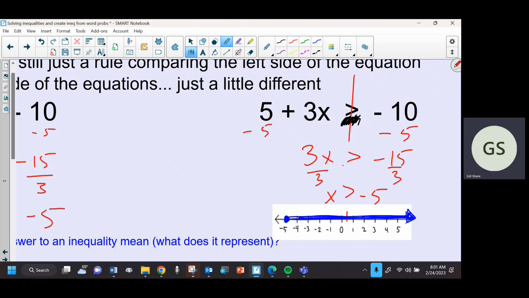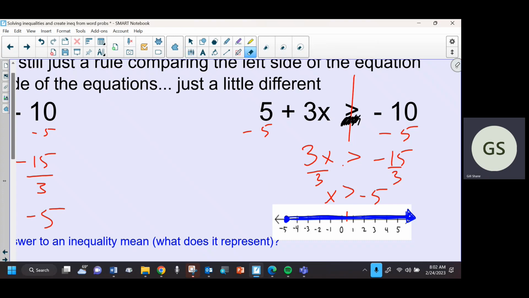Is negative 5 greater than negative 5? Always seems to be tricky. Is -5 greater than -5? Is 1 greater than 1? Is 2 greater than 2? Is any number greater than itself? No, any number is equal to itself, not greater than. So -5 is no longer a solution if I don't have that little "or equal to" part.